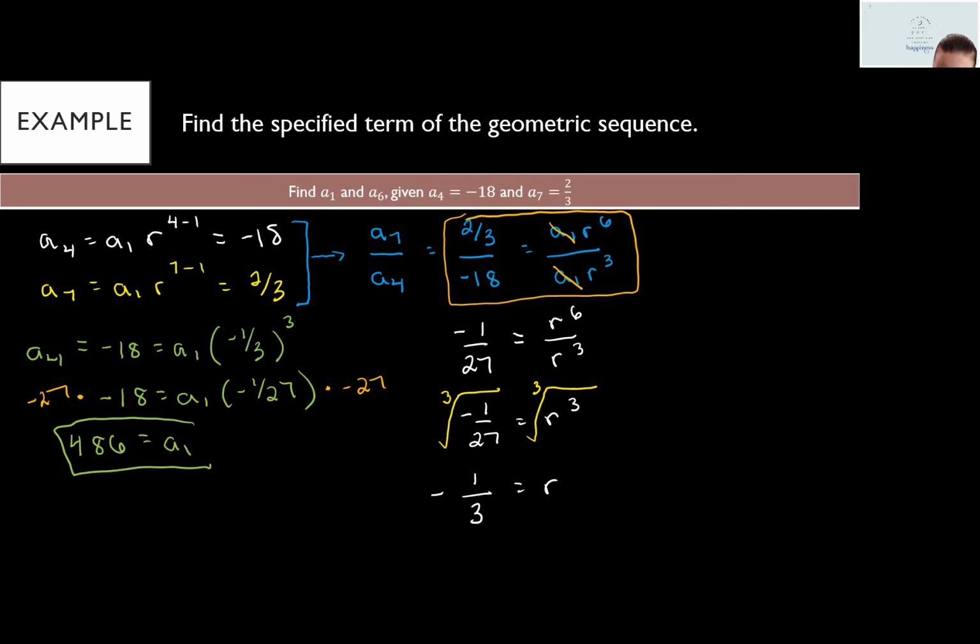So that was one of the things it wanted us to find, was A1. So we had to use the information that we got to first find R, and then we can plug that back into one of our formulas and solve for A1. And then the next thing it says is to find A6. Well, now we know A1 and we know R. So now we can use our formula to find A6. A6 is A1, so it's 486 times R, which is -1/3, and then that's going to be 6 minus 1 in our exponent.